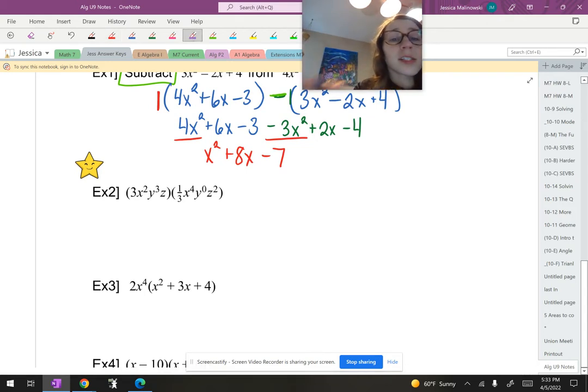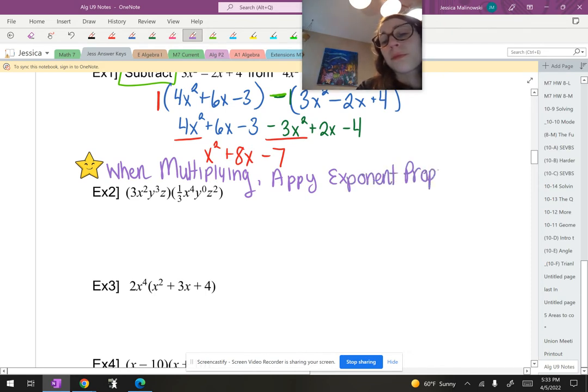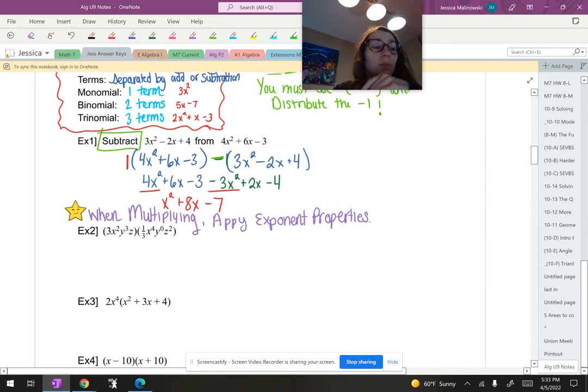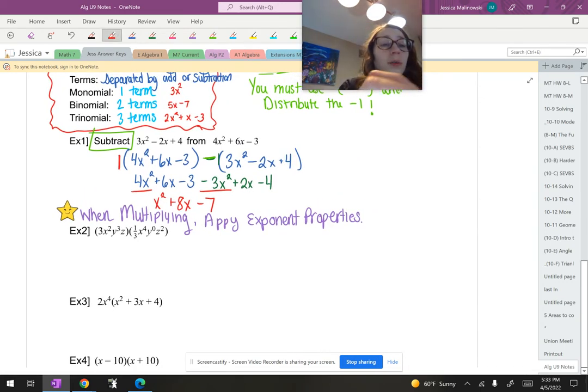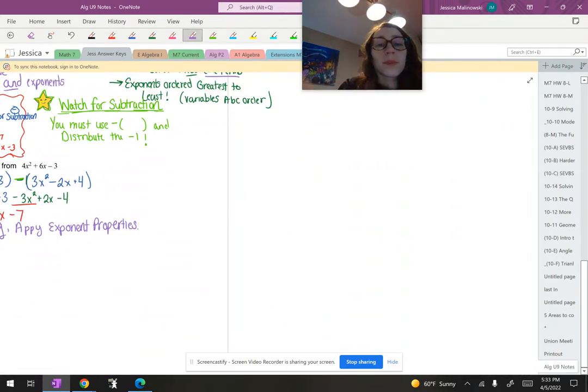So what the little star says is that when you are multiplying, you want to be applying exponent properties. Boom. You want to be applying those exponent properties. So that means, once upon a time, if we sidebar real quick. Okay, fine. We're going to sidebar this way.